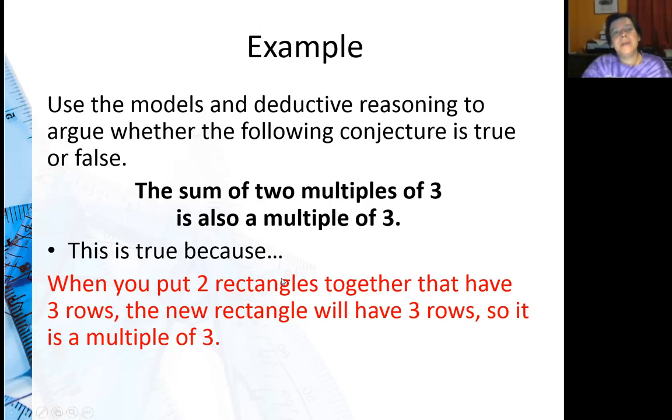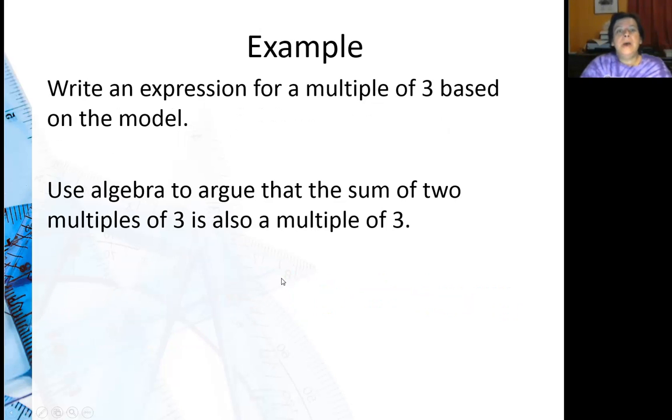so it will be a multiple of 3. So another way you can write multiples of 3 is by using algebra. So we can use an expression. We could say n stands for the number of rows. So 3 times n, that's a multiple of 3, which makes sense. If n is an integer, then it would be 3 times 1, or 3 times 2, or 3 times 3, and those are all multiples of 3.